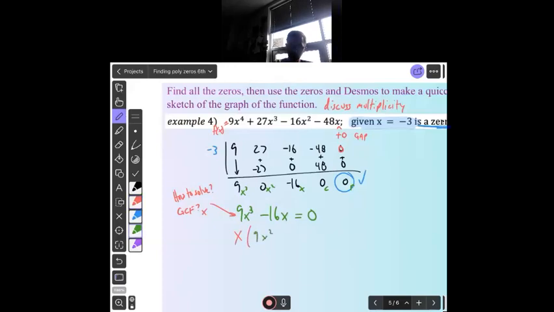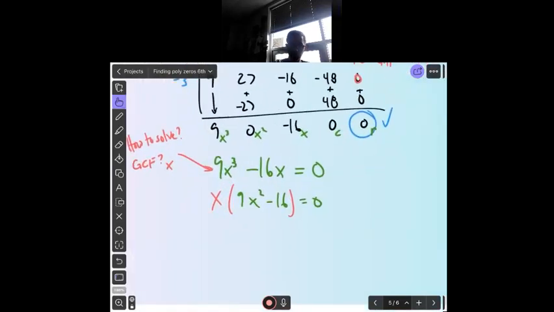So that'd be x times 9x squared minus 16, which would equal 0. Okay. So are we done factoring? Is that all the factoring we can do? You look inside the parentheses and ask yourself two questions. Is there anything in common, which there is not? And are there any higher powers? Ooh, there is a higher power. So that means we need to look inside at that 9x squared minus 16 and say, can we do more?